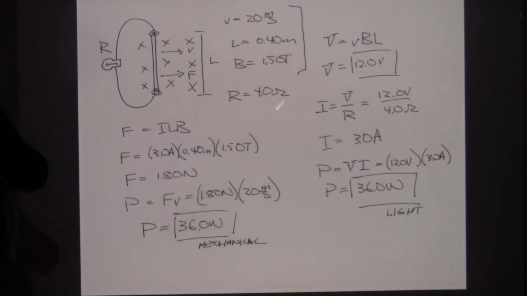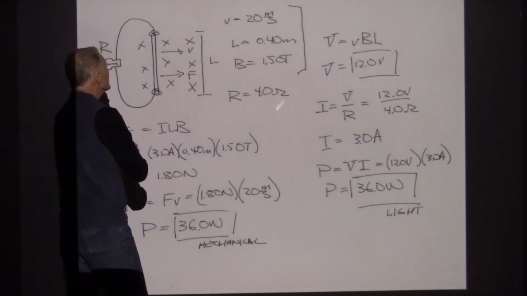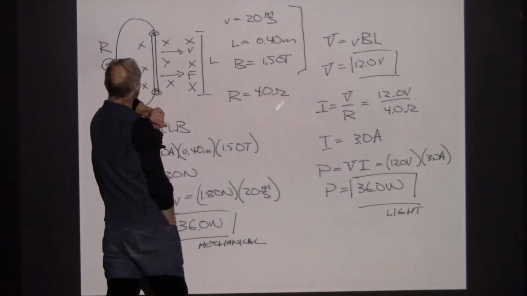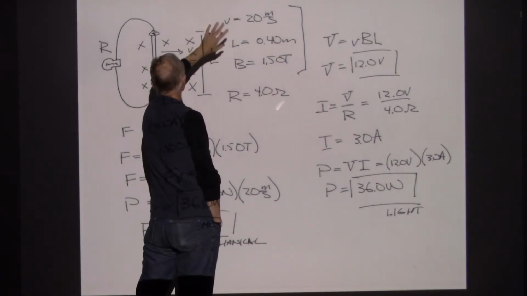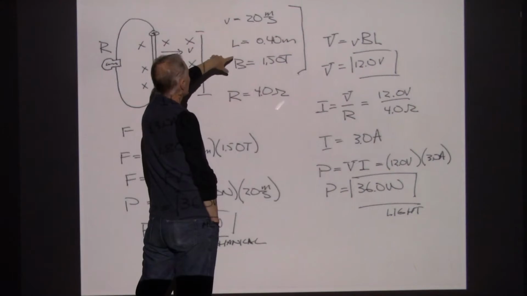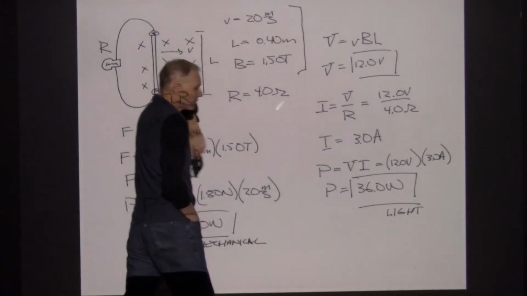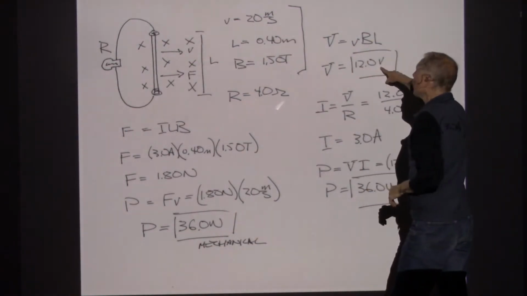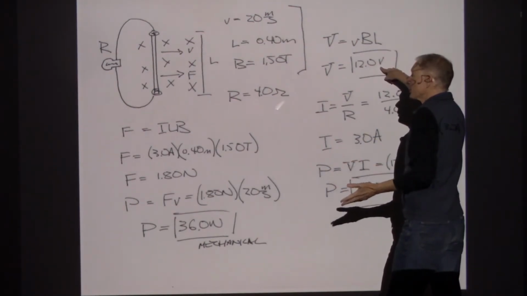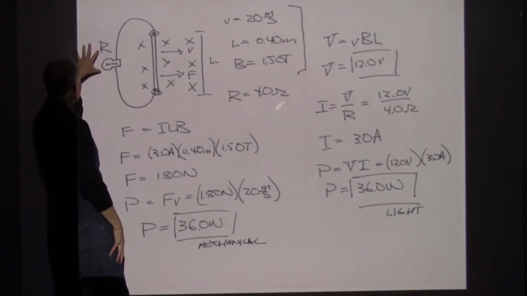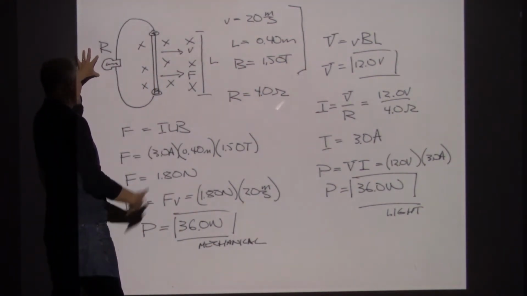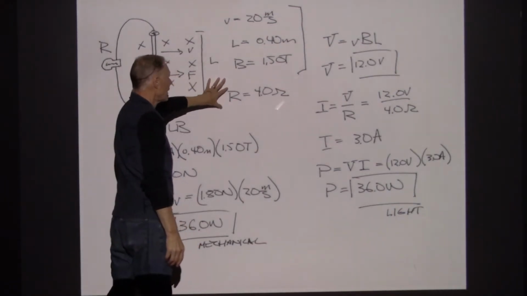All right, so I think I put some more numbers in, and I think I changed them. So the velocity, let's push the generator bar at 20 meters per second. Let's say the length is 40 centimeters and the magnetic field is 1.5 Tesla. Multiplying those numbers together gives us 12 volts. So this is a 12 volt generator. Now let's say that we take our 12 volt generator, we operate it, and it's lighting up a resistor, a light bulb, that has a resistance of 4 ohms.